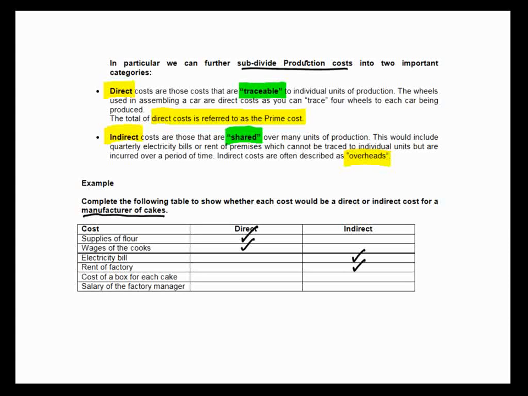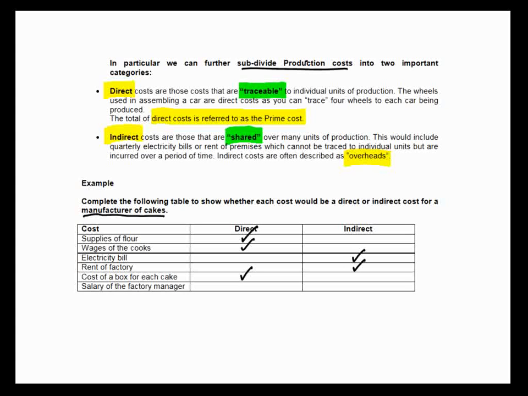We then got the cost of a box for each cake. Could you trace the cost of a box for each cake to individual units? Well, yes, I think you could, because each cake needs a box. So I think that the cost of a box would be a direct cost, can be traced to each individual unit.